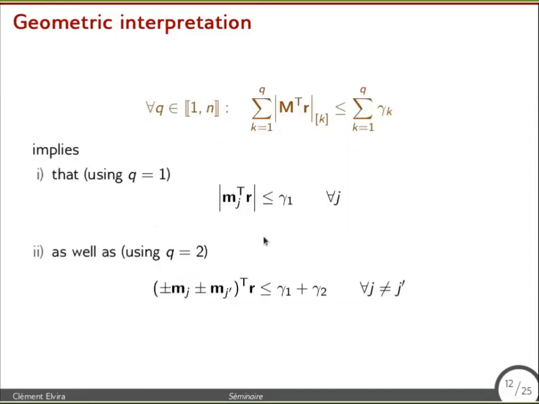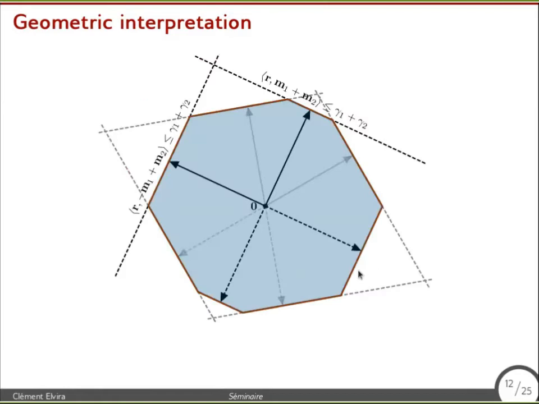Then we can continue studying the set of inequalities. I can take q equal 2, and I end up with a similar set of inequalities involving all pairs of columns mj and mj prime, and two coefficients. So I can repeat the process. Each set of inequalities defines again half hyperplanes, and to be feasible, the variable needs to be again in the intersection, so it defines a new polytope, and so on. We can repeat this process for all values of q. So this was for the definition of the dual feasible set.